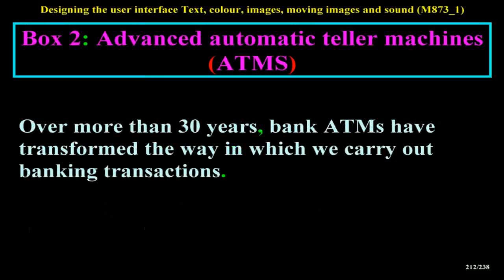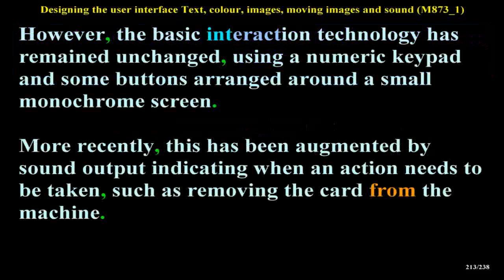Box 2. Advanced Automatic Teller Machines, ATMs. Over more than 30 years, bank ATMs have transformed the way in which we carry out banking transactions. However, the basic interaction technology has remained unchanged, using a numeric keypad and some buttons arranged around a small monochrome screen. More recently, this has been augmented by sound output indicating when an action needs to be taken, such as removing the card from the machine.